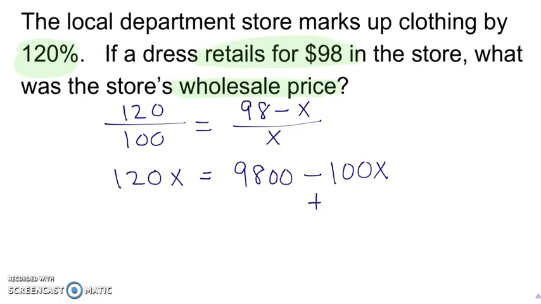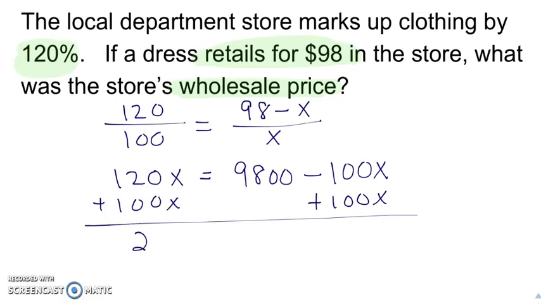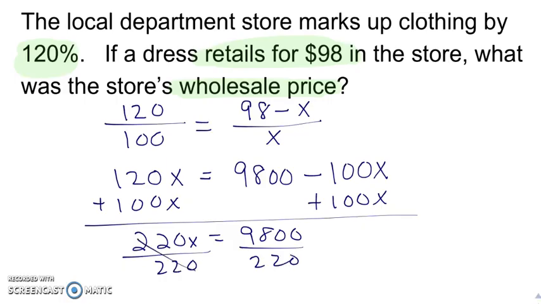I'm going to add 100x to both sides, which leaves me with 220x equals 9,800. Divide both sides by 220. And x is equal to, rounded to the nearest hundredth, 44 and 55 hundredths.